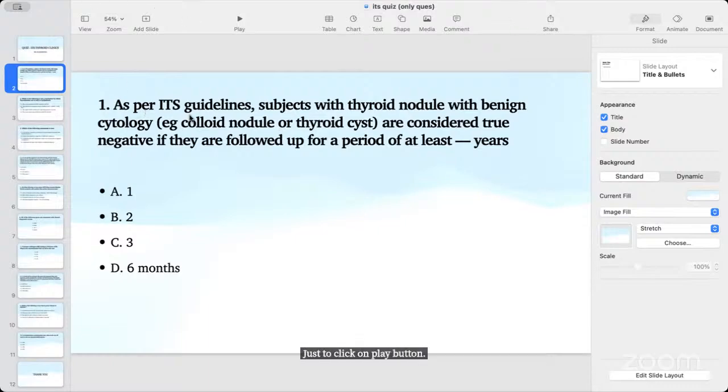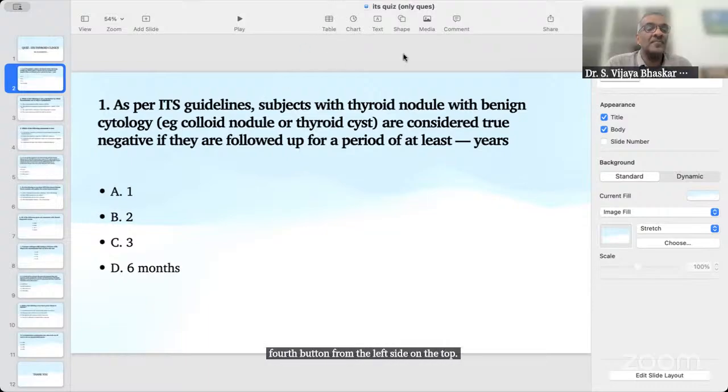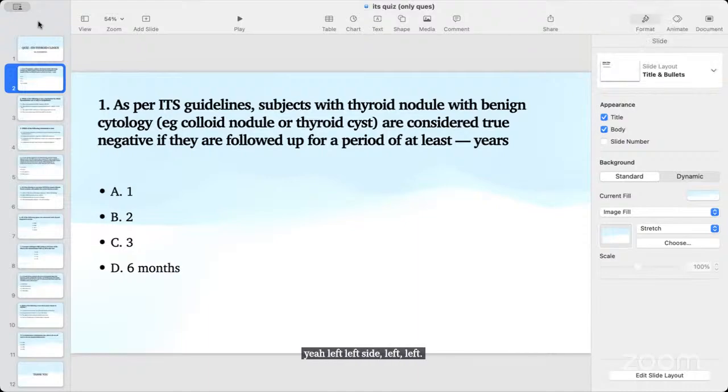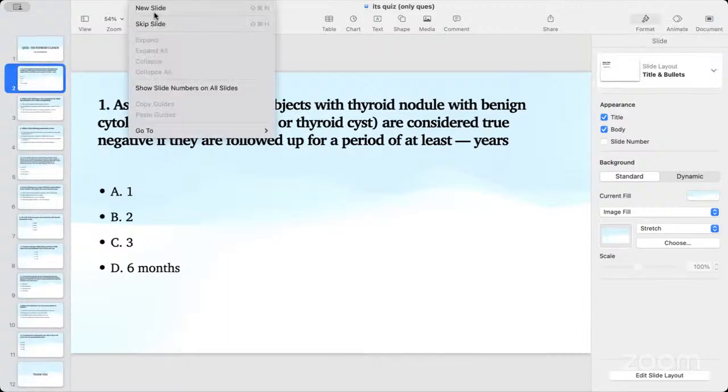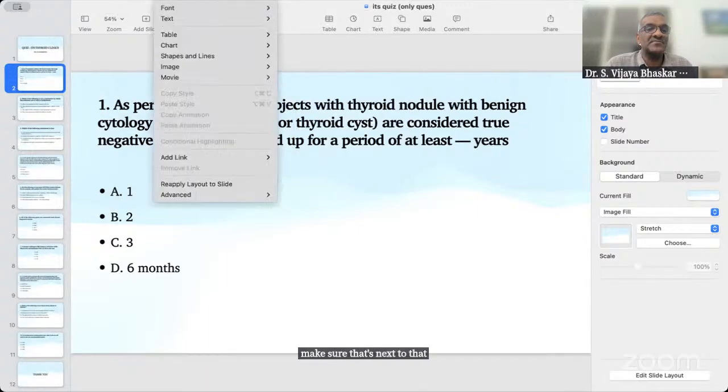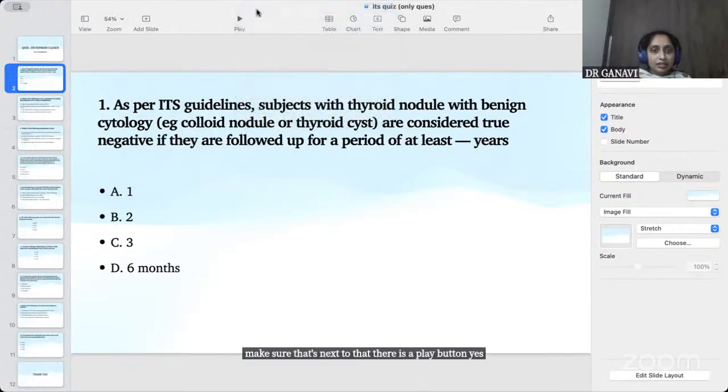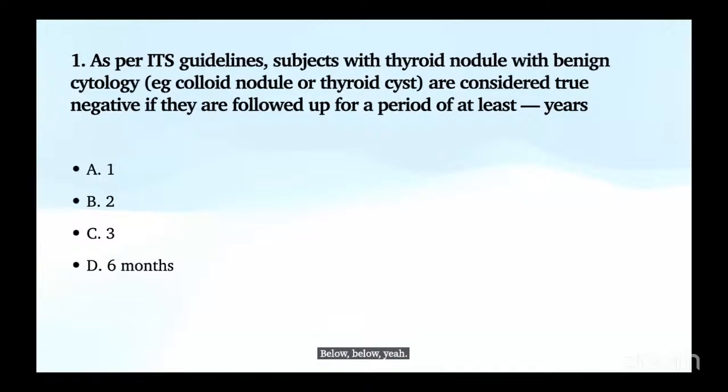Where exactly is that? If you can guide me. The play button from the left side on the top. Left side, more to the right. No, to the right. Next one. Sorry, I'm not able to find it. Next one, that's next to that. There is a play button. Yes, below. Yes. Okay. Yes, awesome. Can I start it, sir?